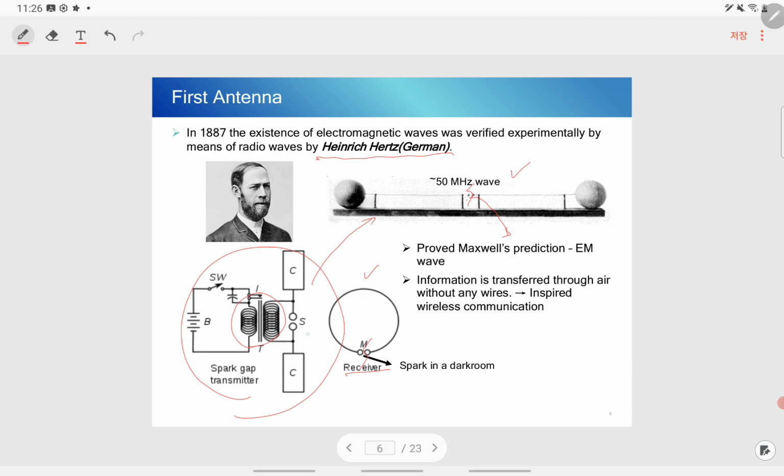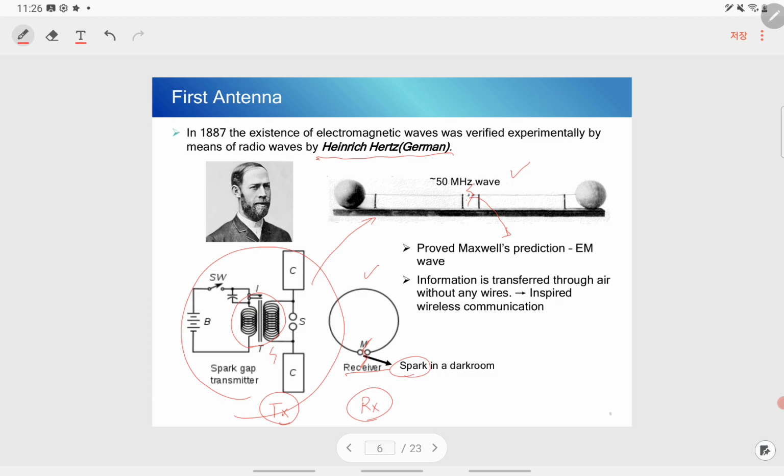in the receiver side. So between this transmission side, TX, and the receiver side, there is nothing, right? It's just air. But he proved that the spark is transferred from the TX transmission to the receiver. This spark is very weak, so he needed to make the room very dark, with no light. In this situation, he observed the spark transferred from the TX antenna.